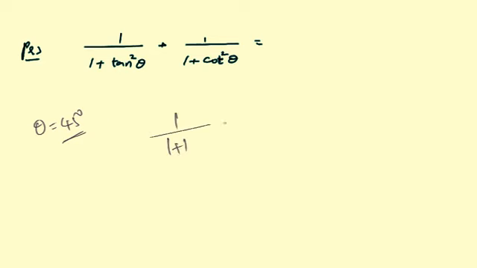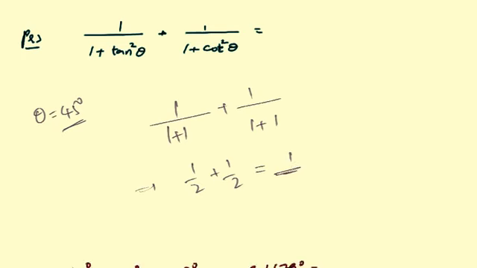This will give 1 by 1 plus 1, because tan 45 is nothing but 1, and 1 square is nothing but 1. It will become 1 by 2 plus 1 by 2. Half plus half will become full, friends. It is nothing but 1. That's a very simple problem.